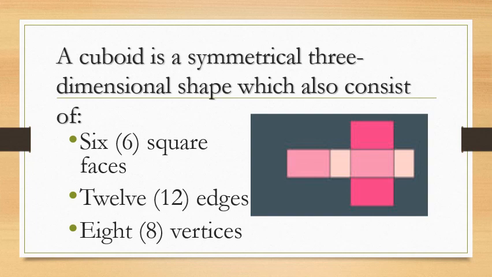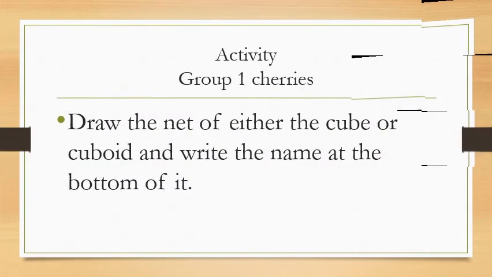Like I mentioned before, the cuboid has some things in common with the cube. As you can see here, it also says that it has 6 faces, and also 12 edges and 8 vertices.